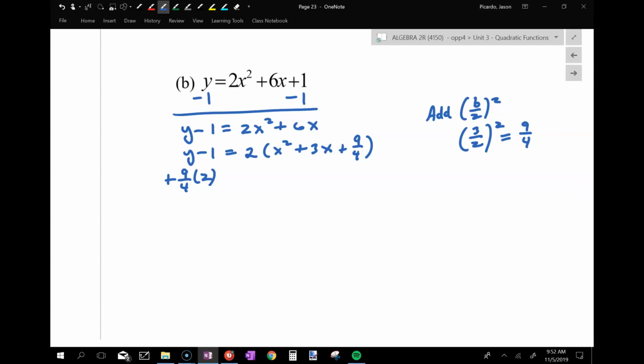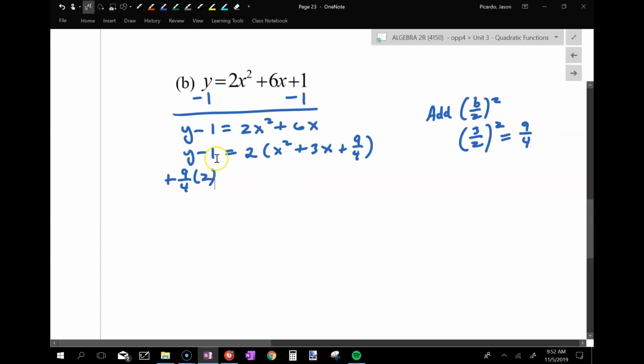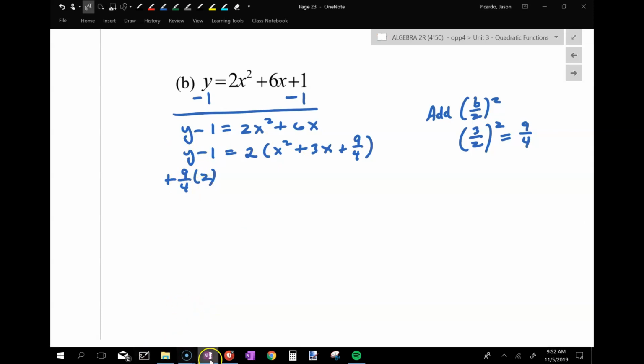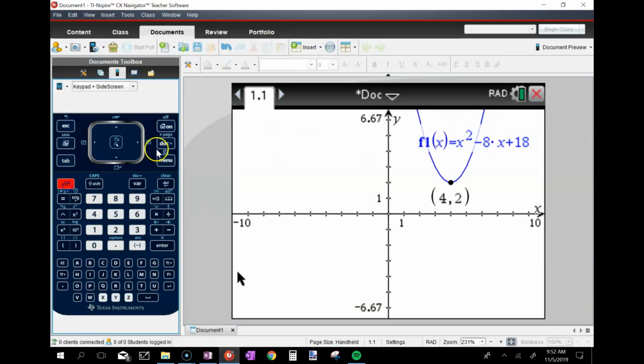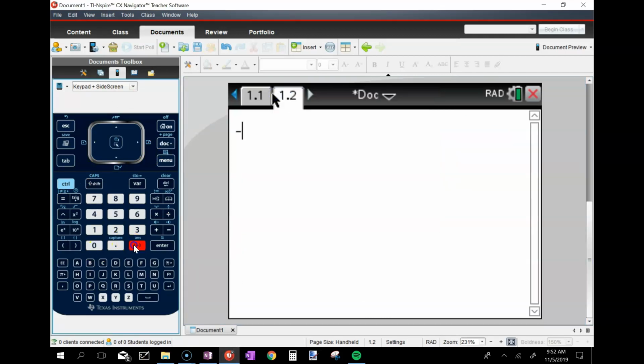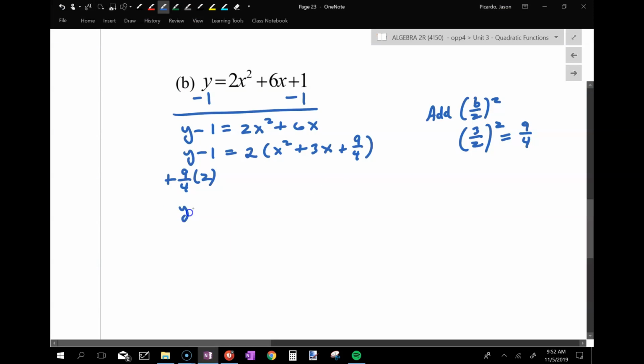All right, now, guys, now it's just a matter of being able to use your calculator, okay? So what do I have? I want to combine -1 plus 9 fourths times 2. -1 plus 9 fourths times 2 gives me 7 halves. All right, so this left side becomes y plus 7 halves equals 2 times.